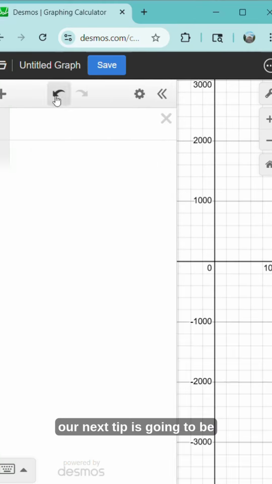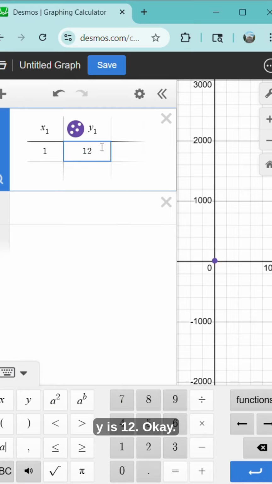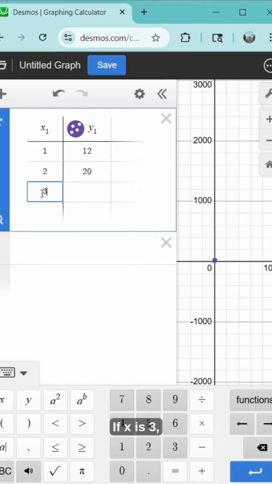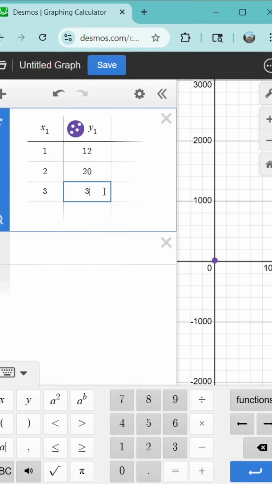All right, our next tip is going to be using regressions in Desmos. So say you get a table on the SAT, which isn't that uncommon, and they give you these values. So say if x is 1, y is 12. If x is 2, y is, I think, 30, or 20 rather. If x is 3, y is 30.